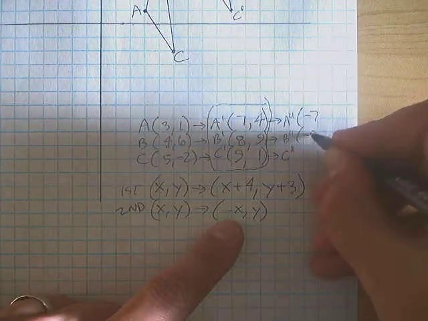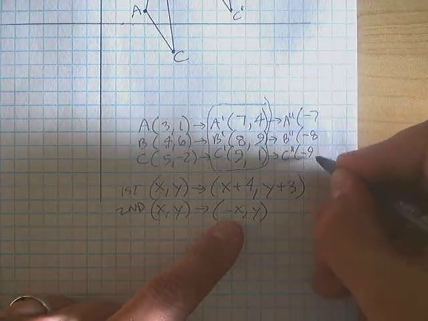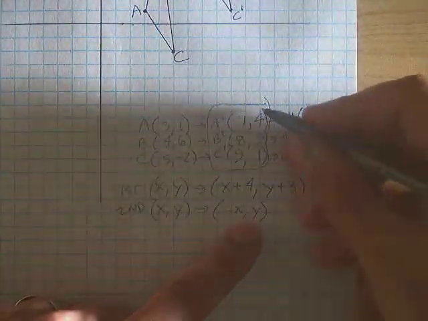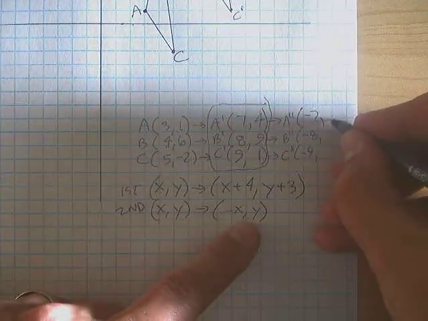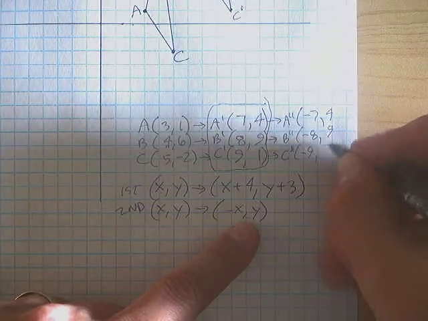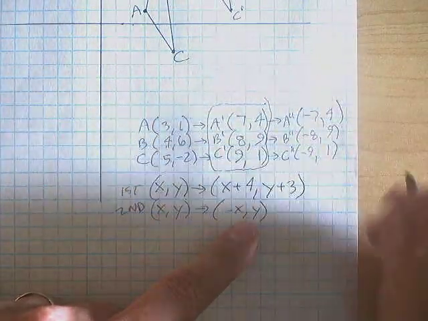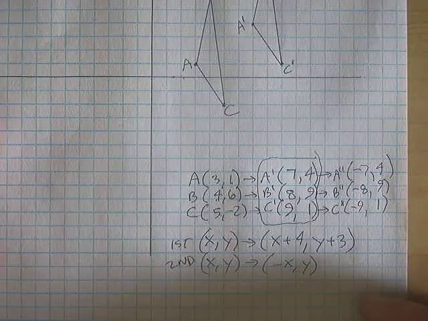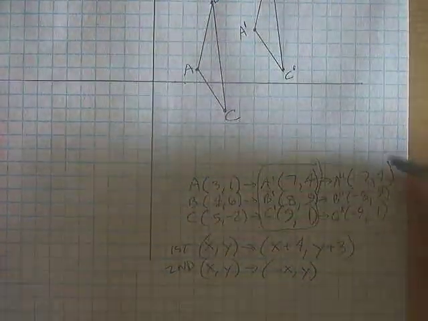So I look at the first one. I want to make the x's all the opposite sign. So this becomes -7, -8, and -9. And the y's are all going to remain the same. So it becomes 4, 9, and 1.